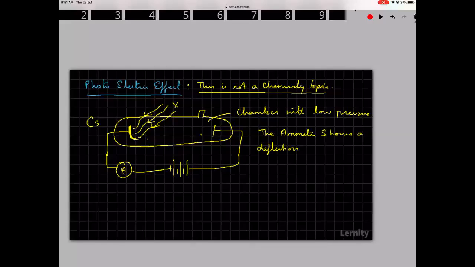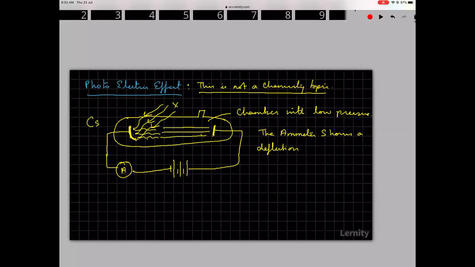But the moment I incident EM rays, I see that this is emitting some electrons, and those electrons are being pulled by this positive plate, and the electrons are going this side. Now, when electrons are going that side, charged particles are moving. So there is a closed circuit. Because of that closed circuit, the ammeter is showing some deflection.